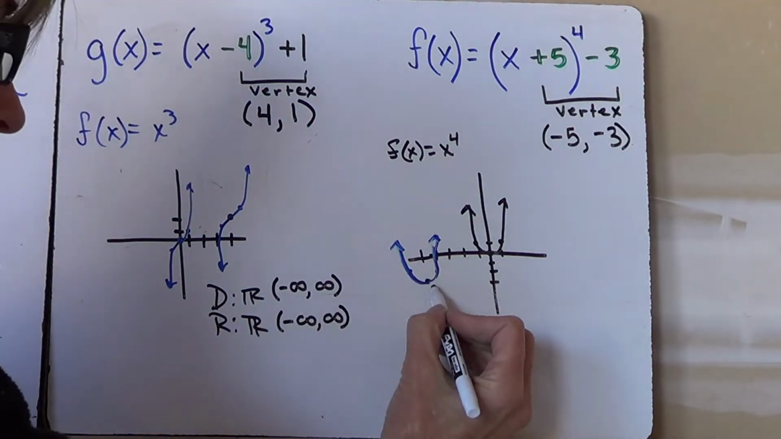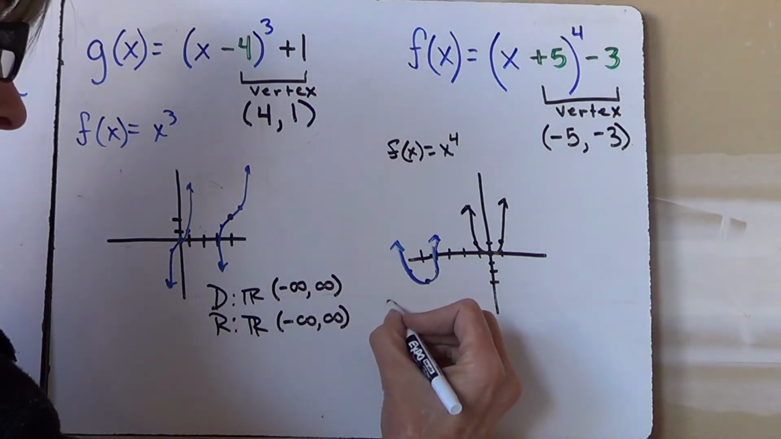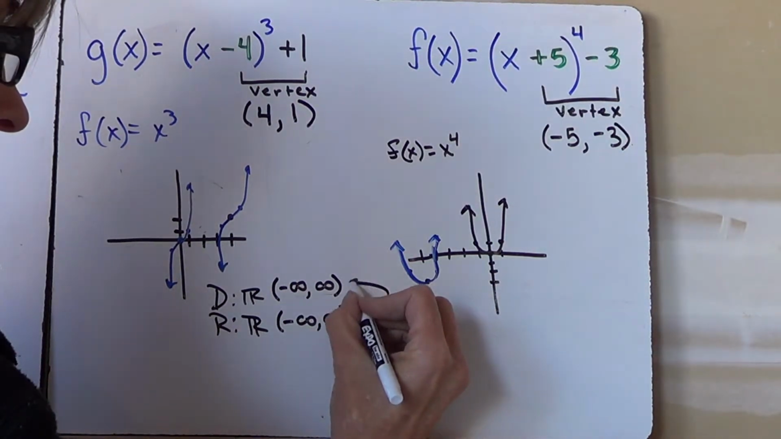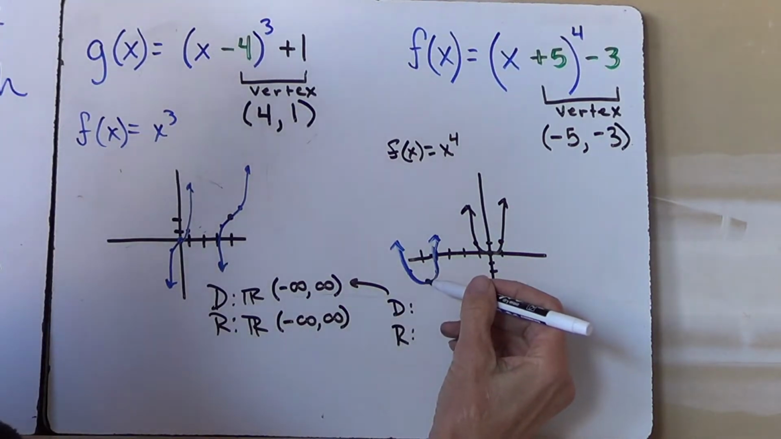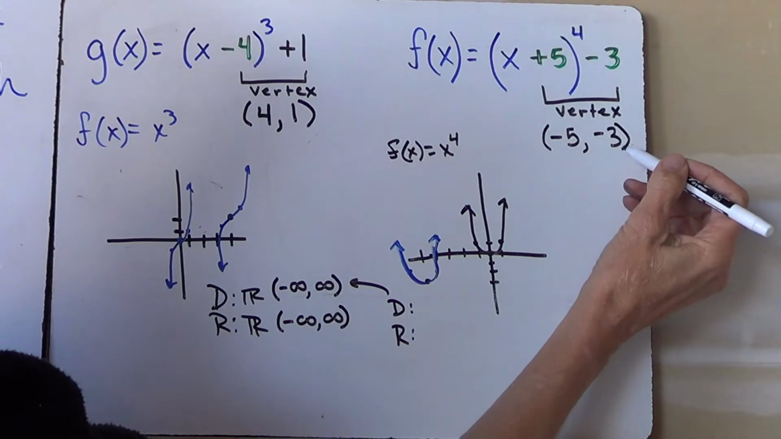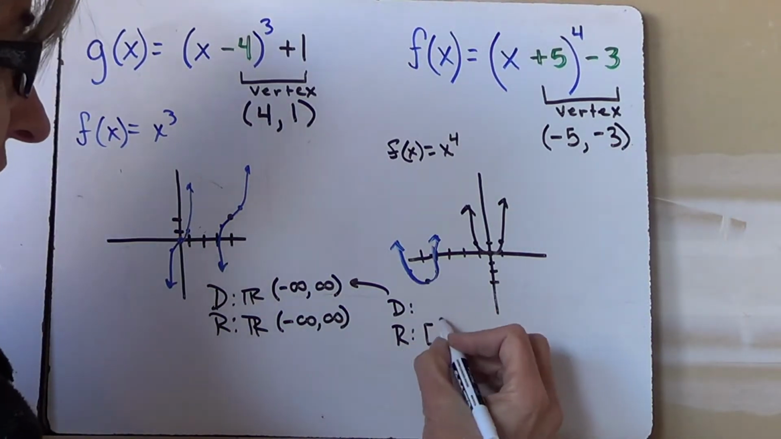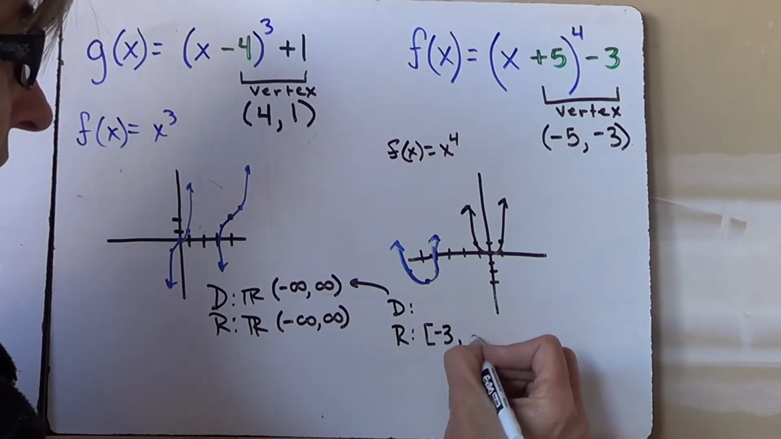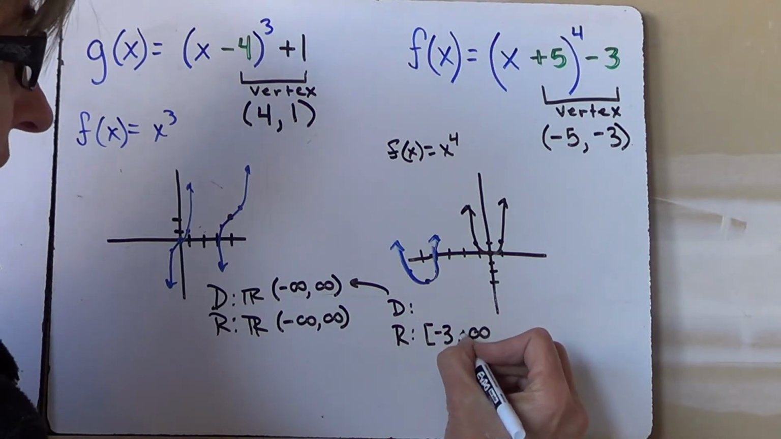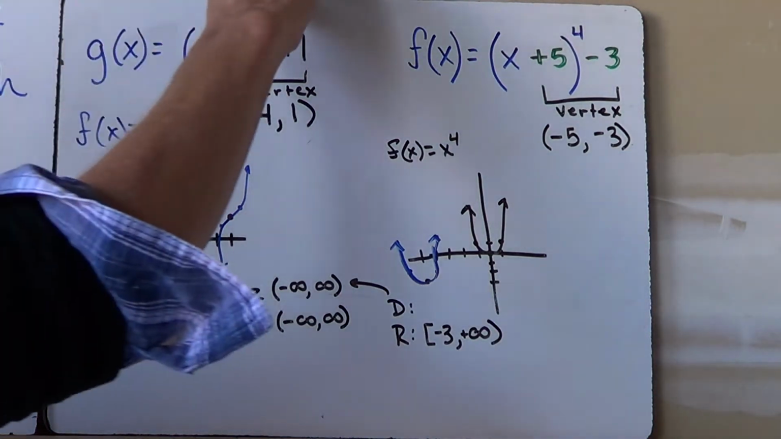On this one, on even graphs, you do have limitations on your range, so our domain would still be that. But our range, our absolute minimum here is at negative 3. It's your k value. It can be equal to it, so we do a bracket to show equality. So it would be bracket negative 3 and then positive infinity because it's going up. Okay? Make sure and copy those down, ask questions on them.